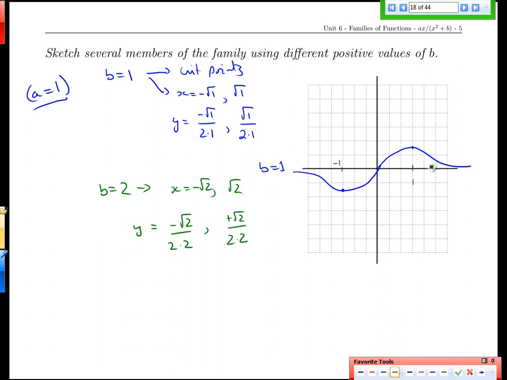Root 2 is about 1.4, so about here. Let's do this one in green. So here's root 2, here's negative root 2. The y coordinate would be negative root 2 over 4. It's actually pretty small. It's actually smaller than a half. So it'll actually be lower. And likewise down here it'll be lower. So by having that larger b value, the peak that we reach happens later and is less significant in height. There we go. Be something like that. Let's clean that up just a little bit further.